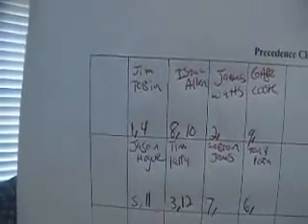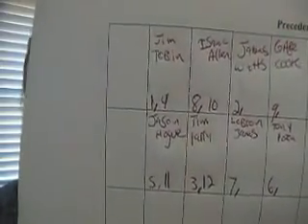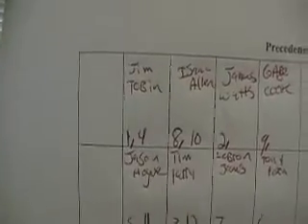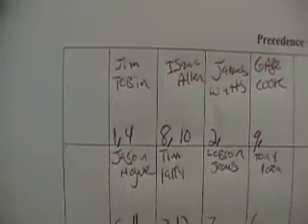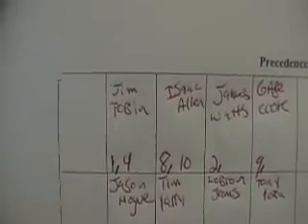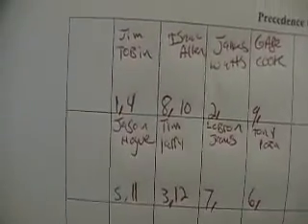Now, if you notice on my precedence chart, I have names, just like a seating chart would be, and numbers. Each one of those numbers represents a speech and what order it was. So you see there at the top corner, Jim Tobin gave the first and fourth speech. Isaac Allen gave the 8th and 10th speech. James Watts gave the second speech. Gabe Cook gave the 9th speech.